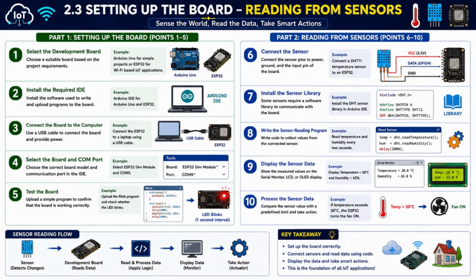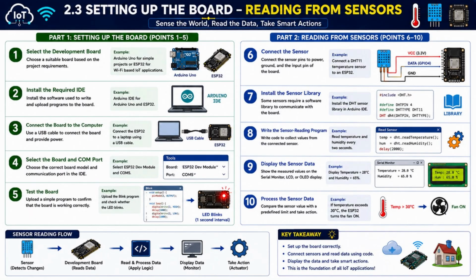After installing, you have to write one program. What for? To get the sensor values, we have to read them, and those values should be displayed on the screen. For that, step number 8, write the sensor reading program. For that, we have to write code to collect values from the connected sensor. Example, read temperature and humidity every 2 seconds.